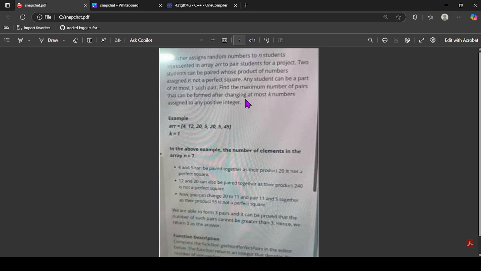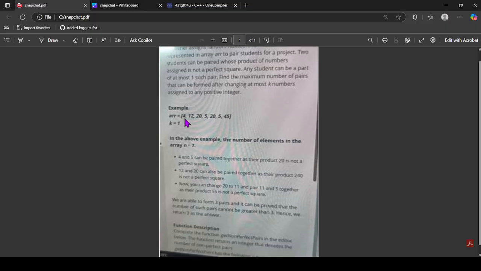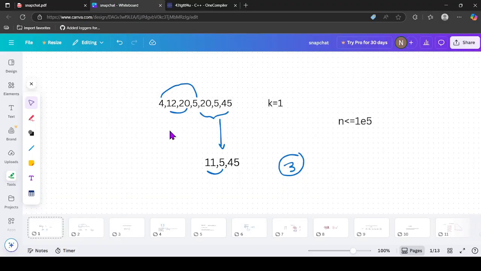We can understand that from example. So to any positive integer, it means any other positive integers, but not a single one. We can make it one also, but it says we can change to any other number. For example, let's assume that the given array is 4, 12, 20, 5 and 45, and k is 1.